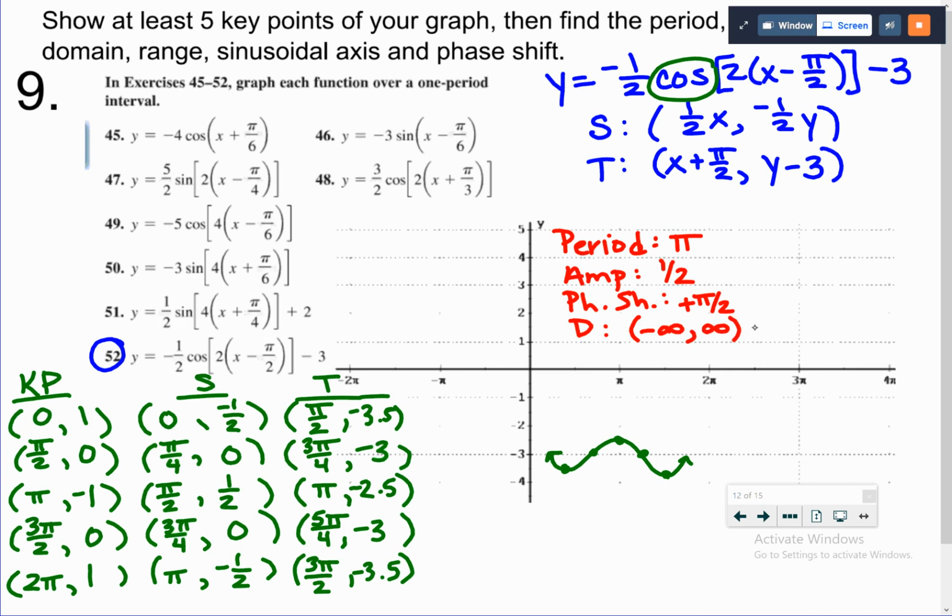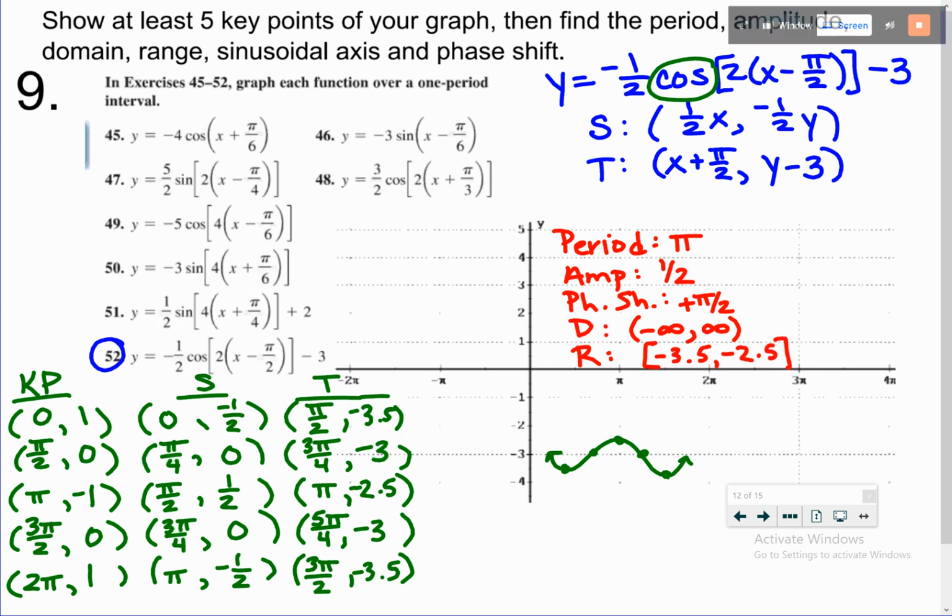Negative c, the opposite of c. So it's whatever you see in that first part of the translation rule, positive pi over 2. Range. Yep, and make sure we use brackets on those.